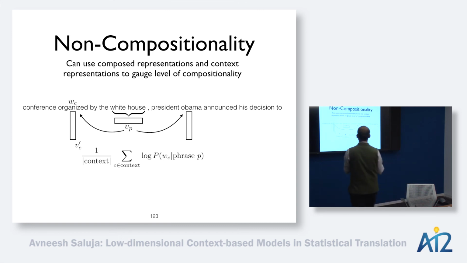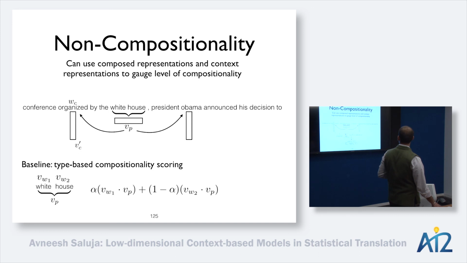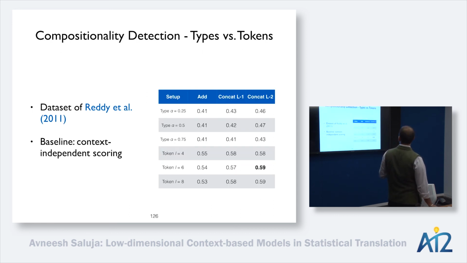So if I have a phrase like "White House", I can score on a level from 0 to 1 how compositional it is. And we parameterize that in a very similar way to the skipgram model. The baseline is actually a context-independent model, where if I have the vector representation for "White House" and the vector representations for "white" and "house", I simply take a weighted average of their dot products with each other. So this dot product and this dot product. This is a context-independent way of figuring out how compositional a phrase is, and I can also do it in a context-dependent way. The context-dependent way is naturally better.